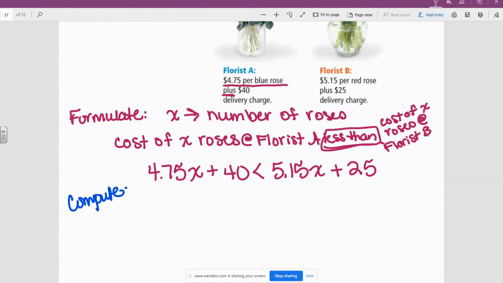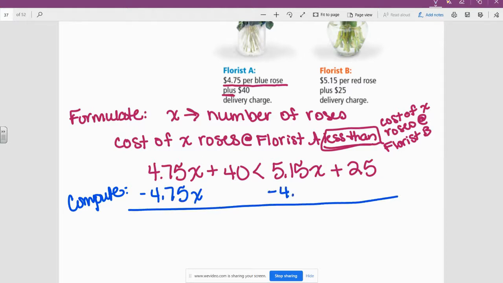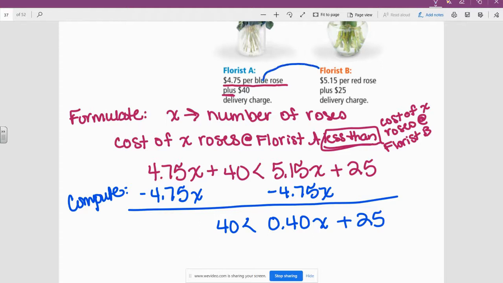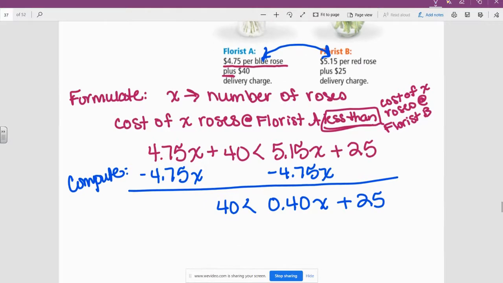We're going to go ahead and compute, in other words, solve. I like to get rid of my x's first. Since this is a smaller one, I'll subtract 4.75x from both sides. On the left side, I end up with 40 is less than 0.40x plus 25. 5.15 minus 4.75 is 40 cents, which totally makes sense, because the difference between those two prices is 40 cents.